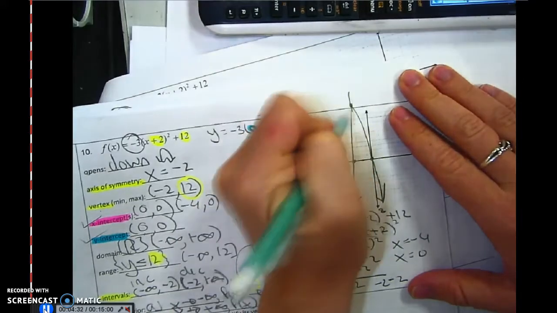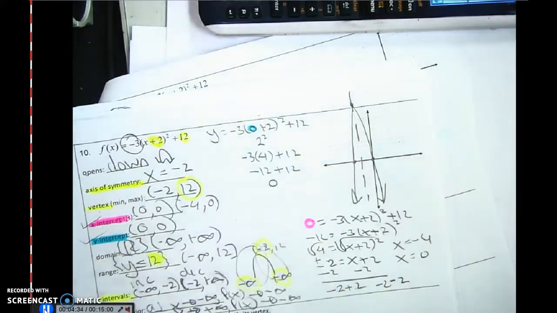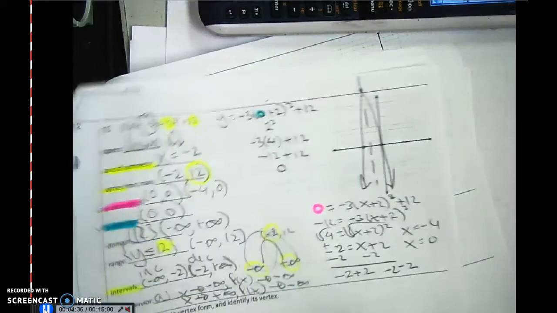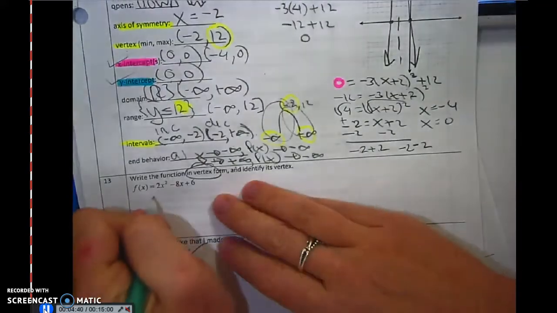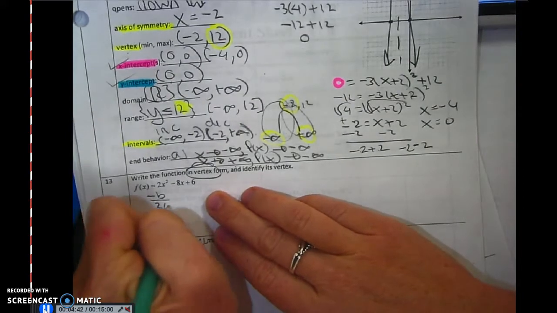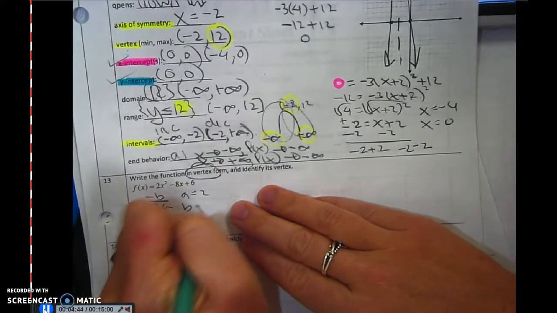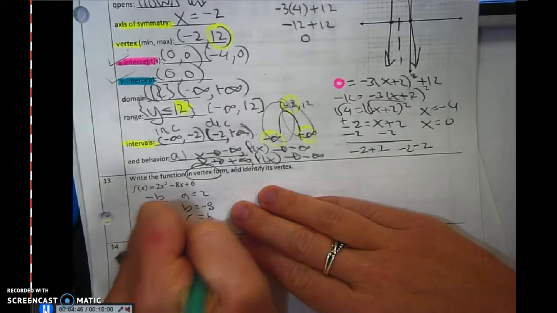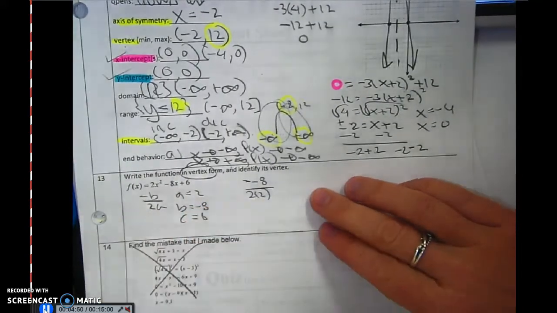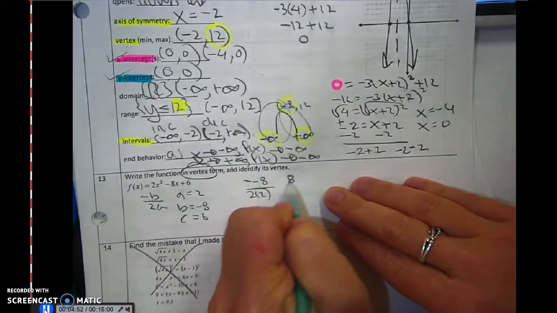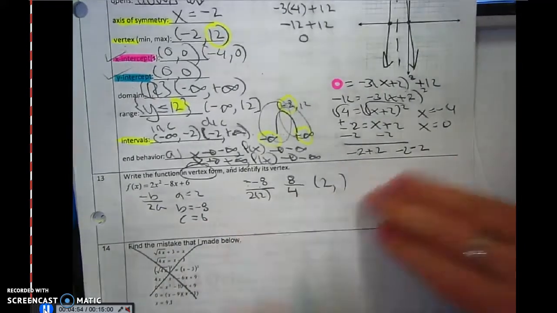And I'm going to show the axis of symmetry. Okay. All right, number 13. They want it in vertex form. If they want it in vertex form, I have to find the vertex. The formula is negative b over 2a. My a is 2, my b is negative 8, and my c is 6. So negative b over 2 times a: a negative and a negative, positive 8 over 4. My x value is 2.